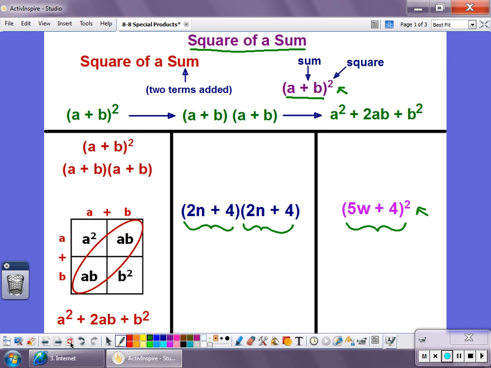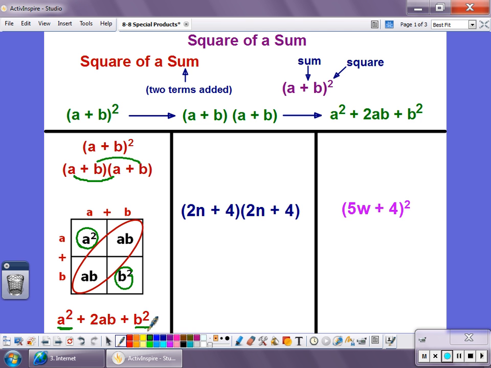Now, the special product of a square of a sum follows a specific pattern. If you think about our distributive property, we're always going to do a times a, which will give me an a squared. And we're going to do b times b, which will give me a b squared. So when I'm looking at my formula, there's always going to be an a squared and a b squared.